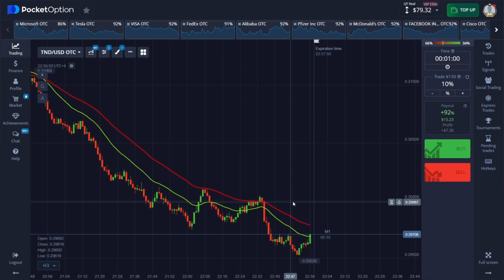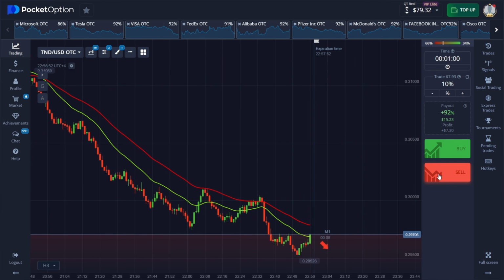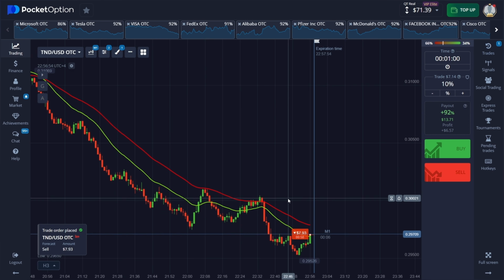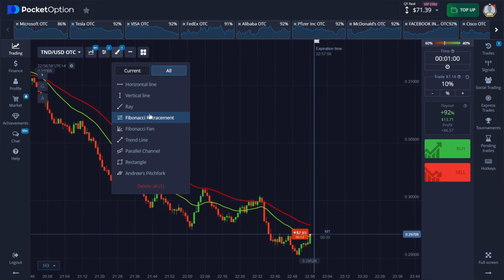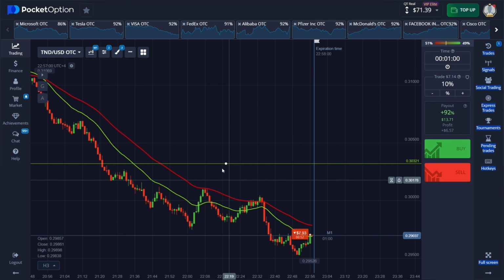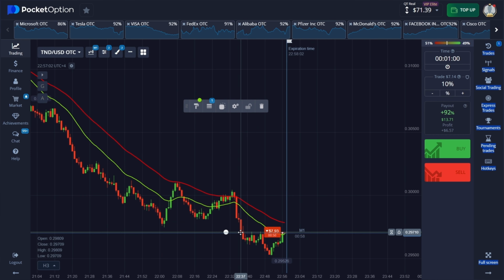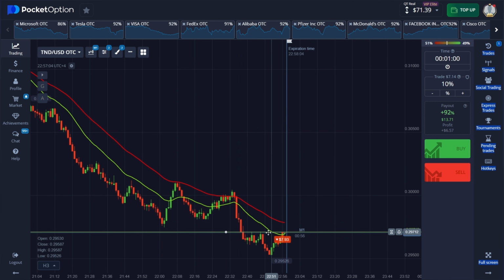Now, I see a trade on TND-USD OTC for the downside move. I placed a trade for the downside move on TND-USD because there's a resistance level and a moving average present. You can also see a downtrend, which supports this decision. Let's see how this trade performs.